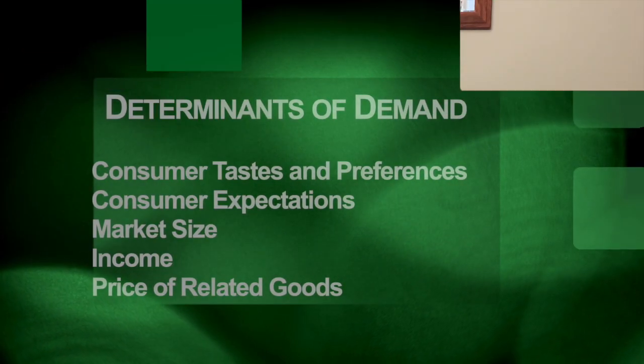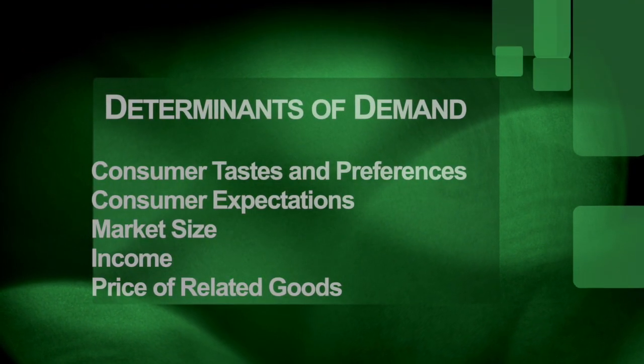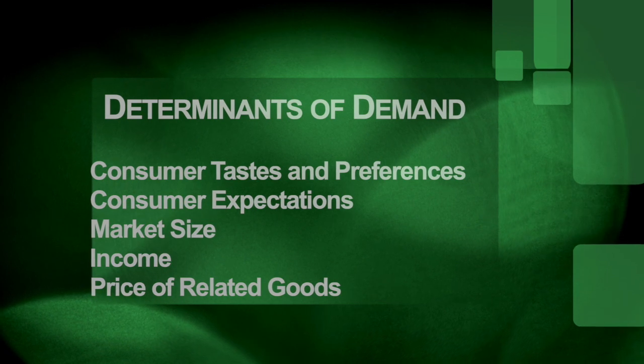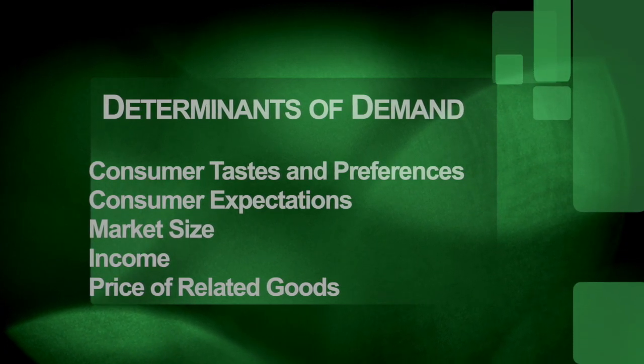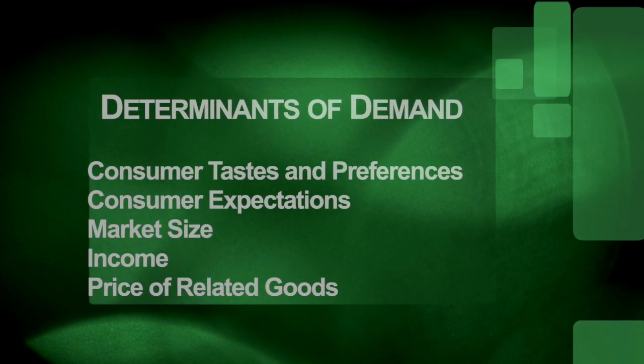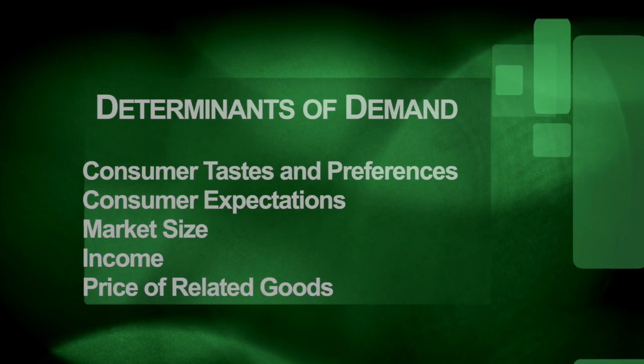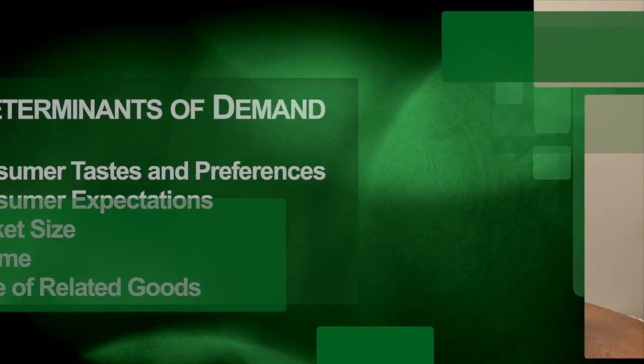We call these non-price factors the determinants of demand. There are 5 of them, and we'll talk about each one individually. The first one is consumer tastes and preferences. The second one is consumer expectations. Third, market size. Fourth, income. And fifth, price of related goods.